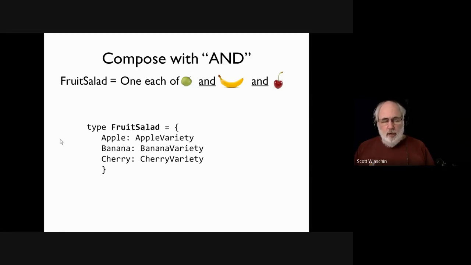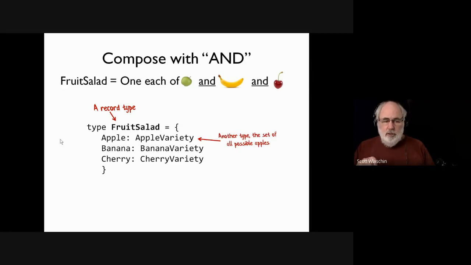So in F#, I would model it like this, with 3 fields. This is a record with 3 fields. And in F#, we call them records. You could call them structs. You could call them data transfer objects. You could call them dumb objects. They're basically objects that have 3 fields, no behavior, just 3 fields.